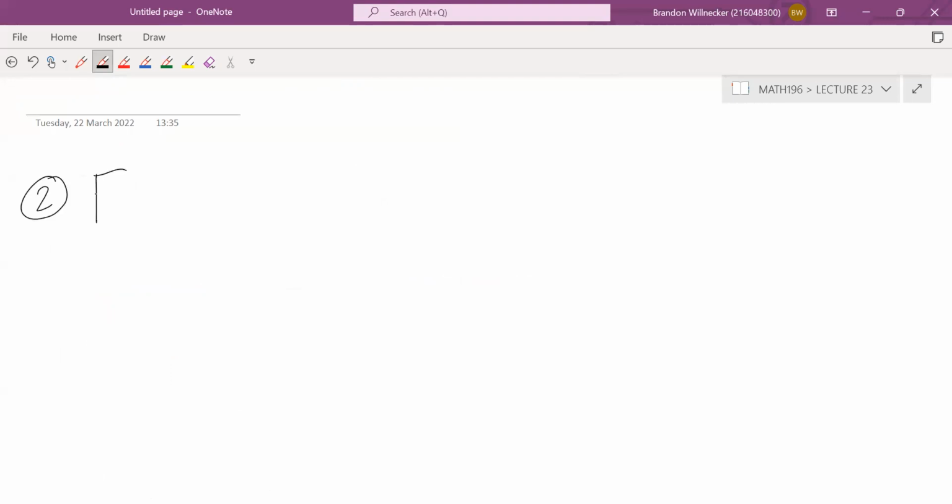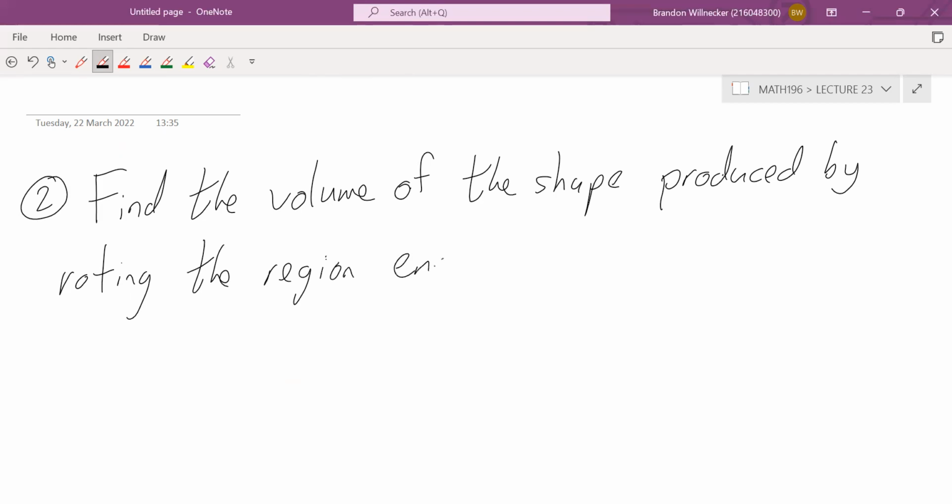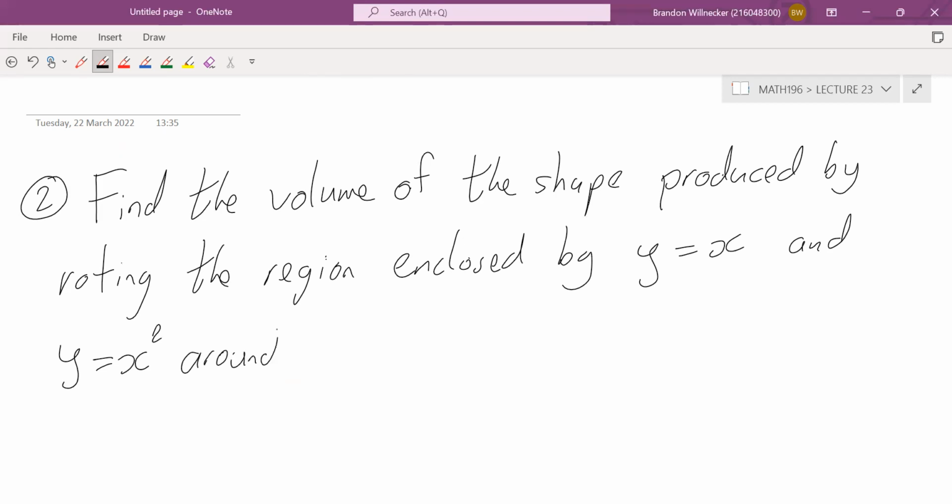Okay, so find the volume of the shape produced by rotating the region enclosed by y equals x and y equals x squared around the y-axis. Okay, and we need to use the shell method.